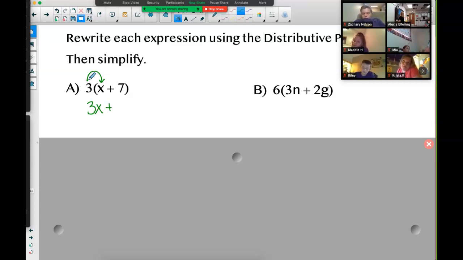I put a plus sign there. The 3 also gets shared with the 7. What's 3 times 7? 21. There's our answer. Can I simplify 3x and 21? Can I put them together? No, right? They're not like terms, because this would be 3 x's and this would be 21 ones. I can't put them together. So I'm done. There's my answer.